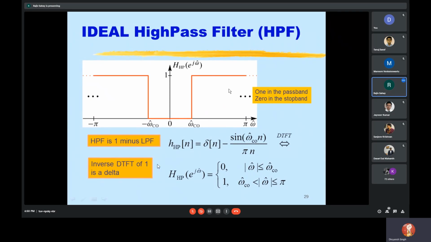So, an ideal high-pass filter. The impulse response of an ideal high-pass filter is actually delta of n minus the low-pass filter. The low-pass filter has the impulse response as a sinc function. If you subtract that sinc function from delta of n, this is the formula for the impulse response in the time domain. In the frequency domain, the spectrum looks like this. So this is the ideal high-pass filter: 1 in the pass band, 0 in the stop band.